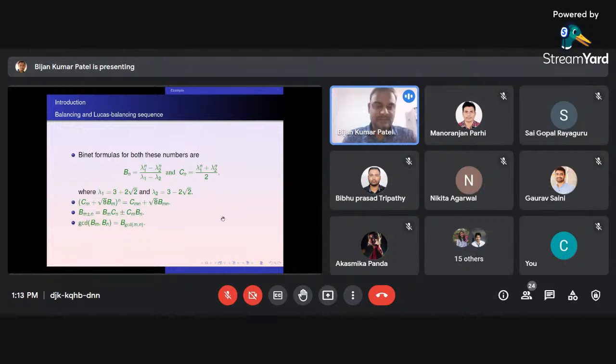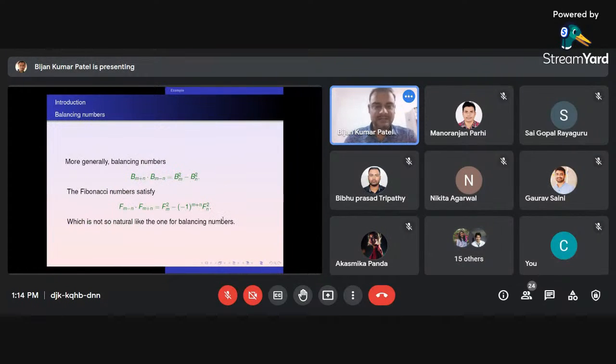Like the first property is De Moivre's theorem. It follows that, with Cm the Lucas balancing number, Cm plus root 8 Bm whole to the power n is Cmn plus root 8 Bmn. Then the next property is trigonometric: it follows like sin of x plus minus y equals sin x into cos y plus minus cos x into sin y, a similar type of property. And the third property is the divisibility properties. These are a few important properties, showing why it is different from the Fibonacci numbers.